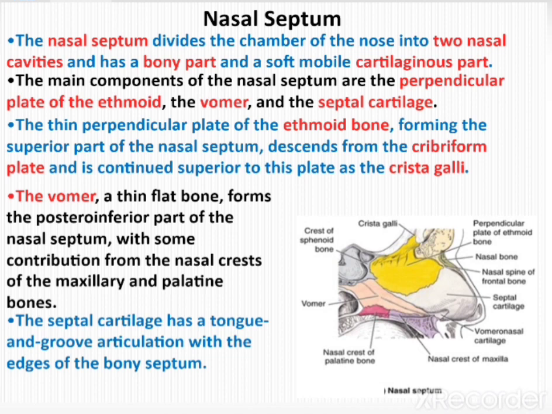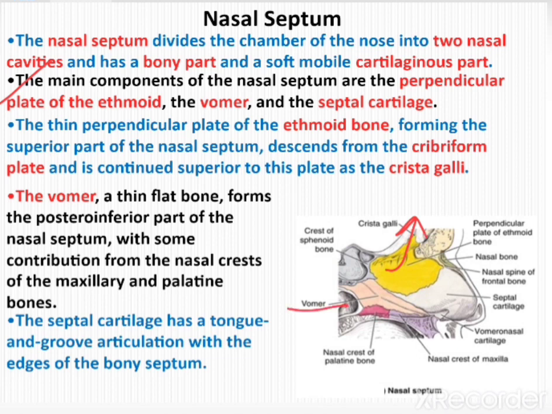The nasal septum divides the chamber of the nose into 2 nasal cavities, a bony part and a soft mobile cartilaginous part. The main components of the nasal septum are the perpendicular plate of the ethmoid, the vomer, and the septal cartilage. The thin perpendicular plate of the ethmoid bone, forming the superior part of the nasal septum, descends from the cribriform plate and is continued superior to the plate as crista galli.